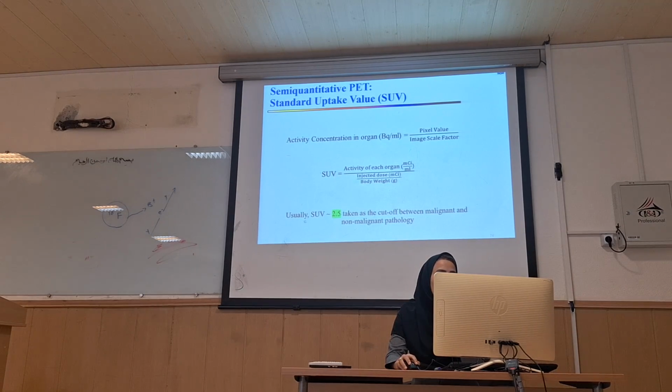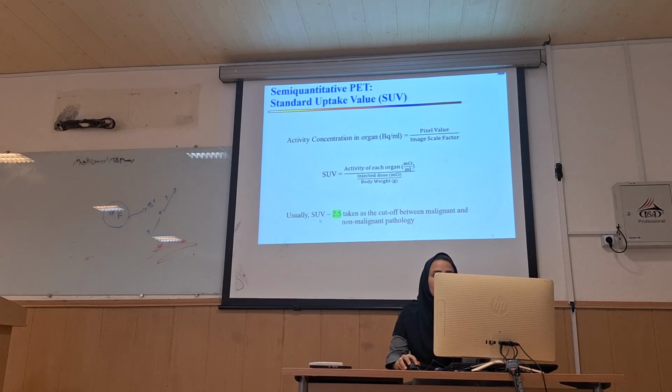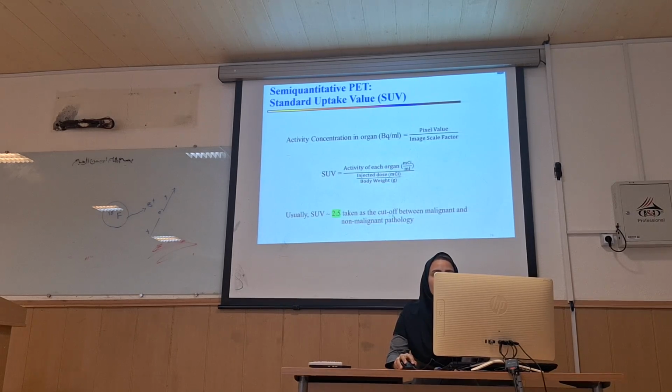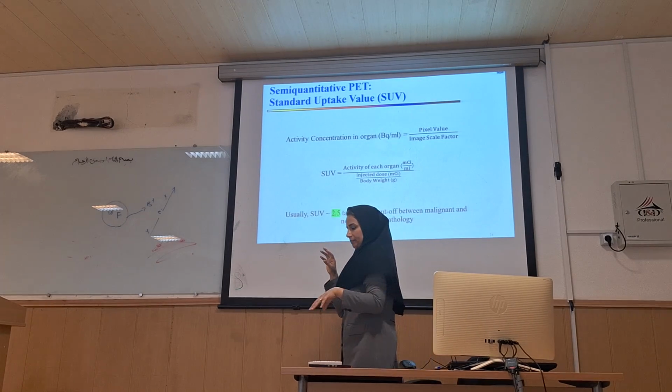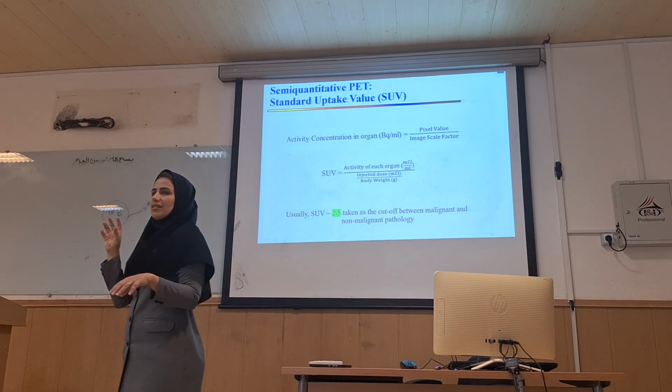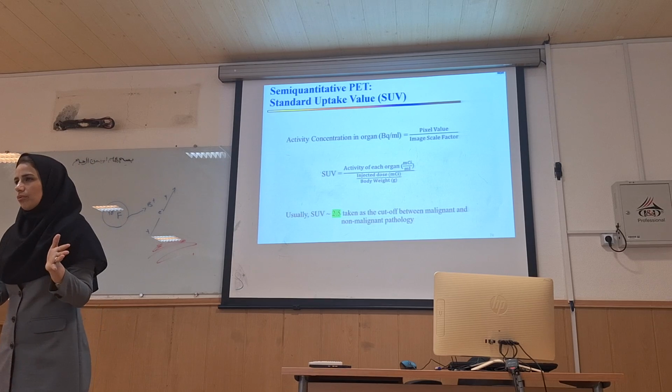How can I interpret it? See here, this is important. An SUV of approximately 2.5 is taken as a cutoff between malignant and non-malignant pathology. Imagine I have a solid tumor, I don't know.